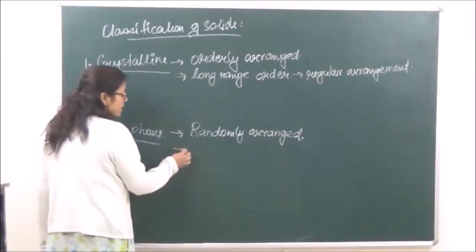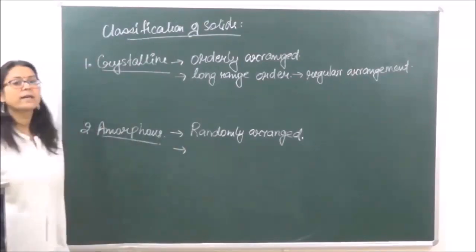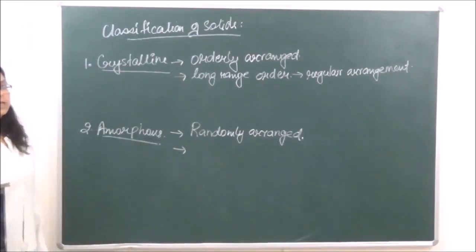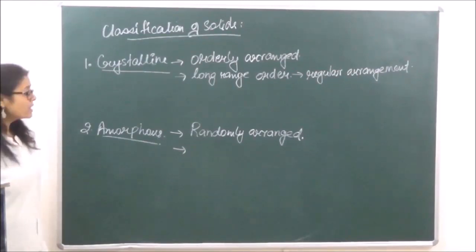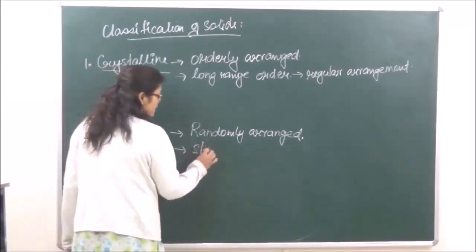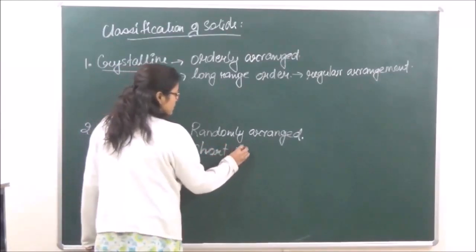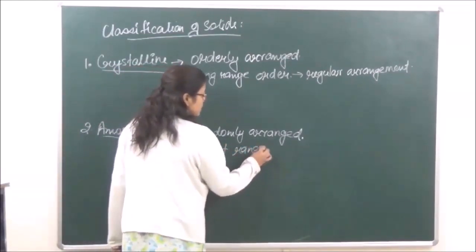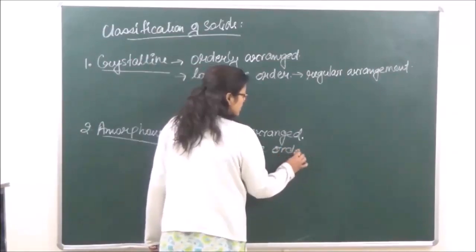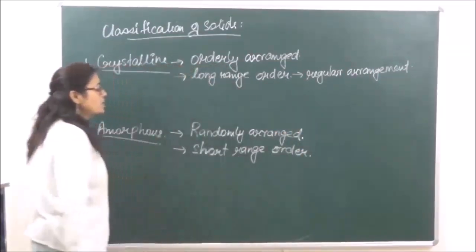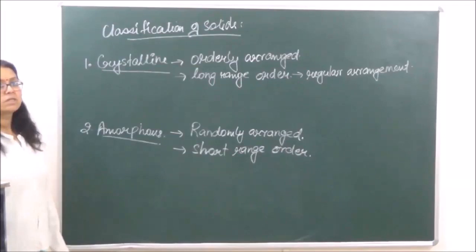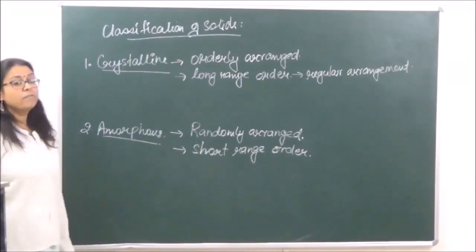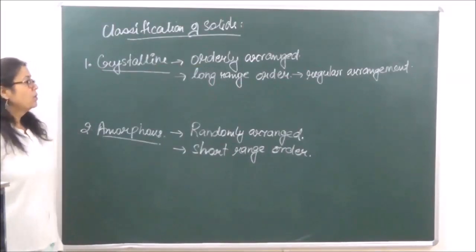मतलब कि कुछ देर के बाद जो पैटर्न होता है मॉलिक्यूल्स का वो चेंज होता रहता है, या constituent particles का वो चेंज होता रहता है, right? So as a result of this we say that the amorphous substances, they have short range order.